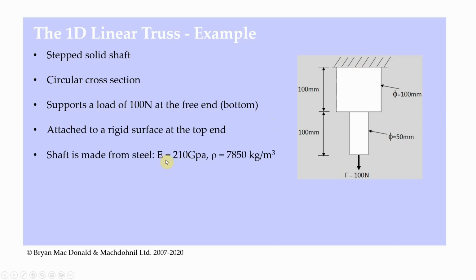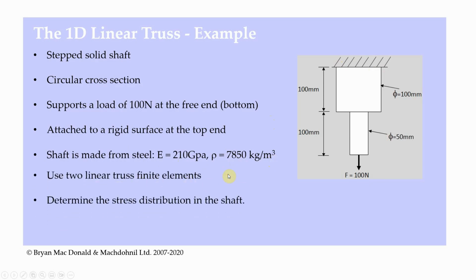We're given the elastic modulus of 210 gigapascals, and we're told that the density, rho, is equal to 7,850 kilograms per meter cubed. We're asked to use two linear truss finite elements and determine the stress distribution in the shaft. So we're going to use two elements: that's one truss element, that's another truss element. We're going to assume it's a one-dimensional problem acting vertically, so all the loads and reactions are in one direction. There's no left and right behavior or in and out of the page behavior.